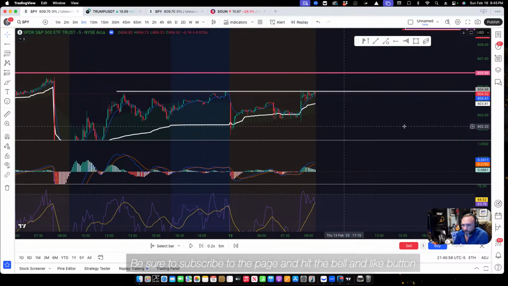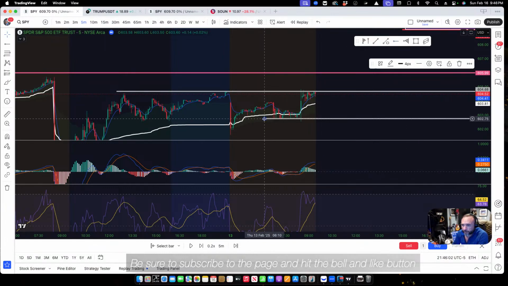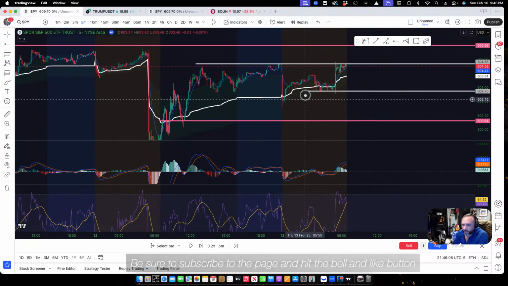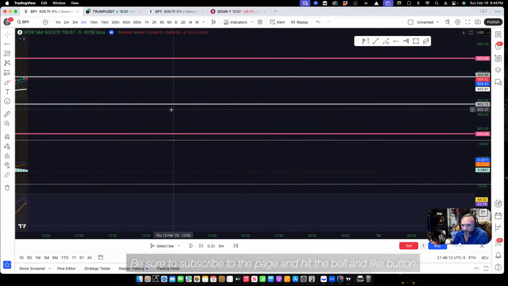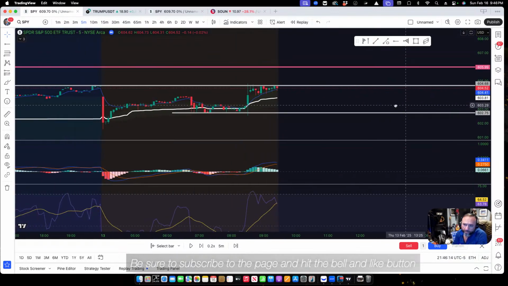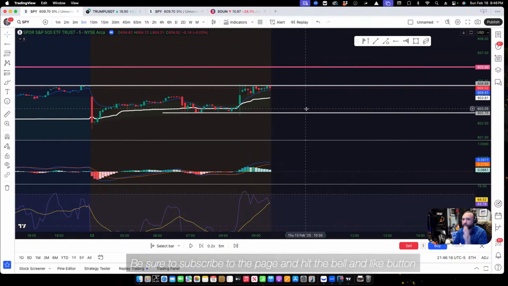Now, on the bottom side, I've got pre-market here. There's a little gap down here, but I like the volume more in like the last hour, hour and a half. Even the last 30 minutes there's more volume in pre-market.